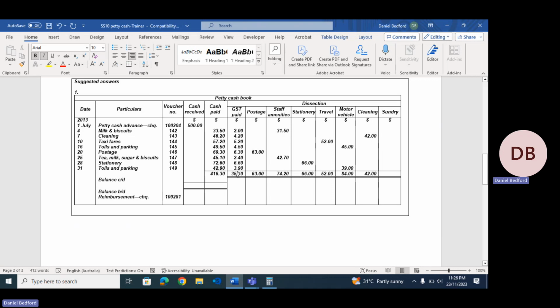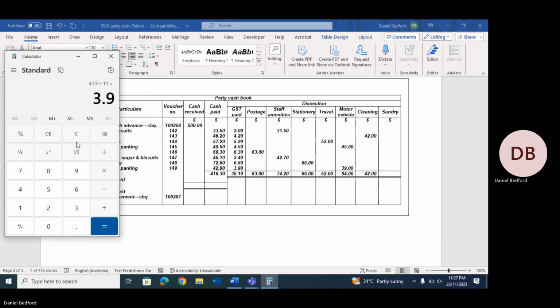But what you should do is add up the total of these and make sure it equals this number, the total you have here in cash paid. If it doesn't, you've made a mistake somewhere and you need to go back. Now, in the vocational level, if you make a mistake, we give it back for feedback. But if you're doing this at university, you would lose easy marks. So just take a minute to add these up and make sure it equals this.